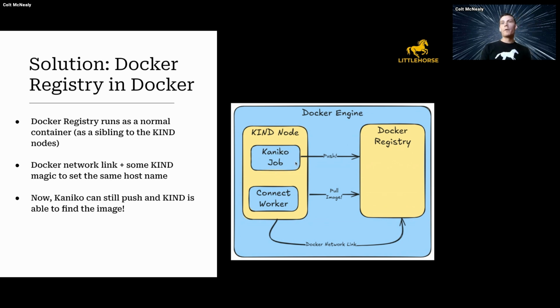So with this, we were able to have the Kaniko job push the image to the Docker registry successfully, just like we did in the past, but also the Kind node is able to pull the image and use it to deploy the Connect worker.